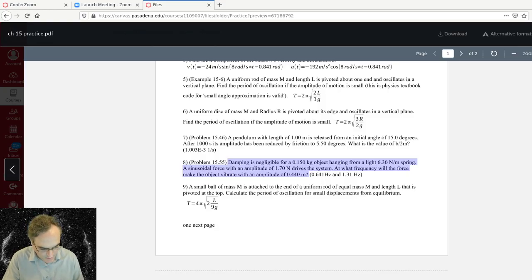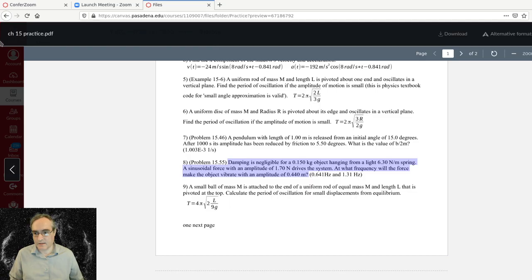So that's telling us the spring constant K. A sinusoidal force with an amplitude of 1.70 newtons drives the system. At what frequency will the force make the object oscillate with an amplitude of 0.440 meters?